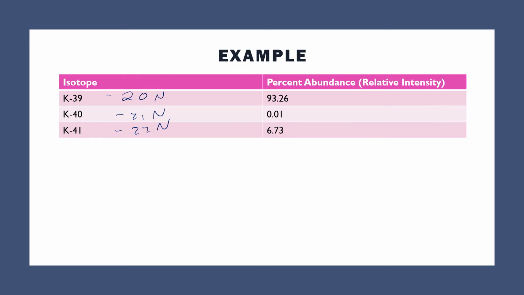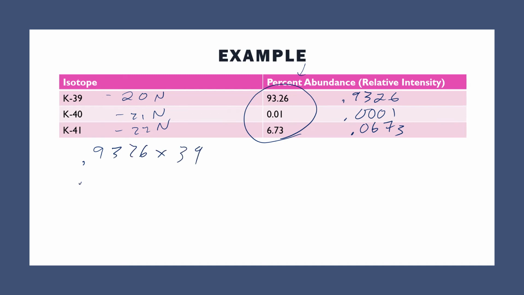Now, to find the weighted average mass of potassium, the first thing you would do is change these percents to decimals. So 0.9326, 0.0001, and 0.0673. Once you've changed the percents to decimals, then you're going to multiply by the mass numbers. So you would take the 0.9326 times 39, the 0.0001 times 40, and 0.0673 times 41.